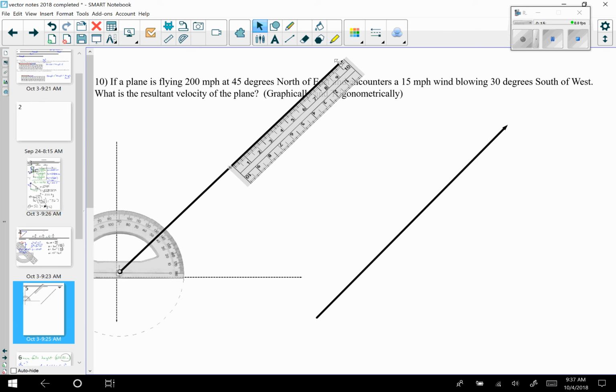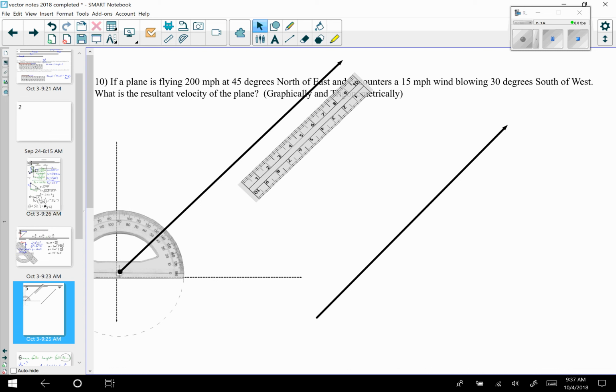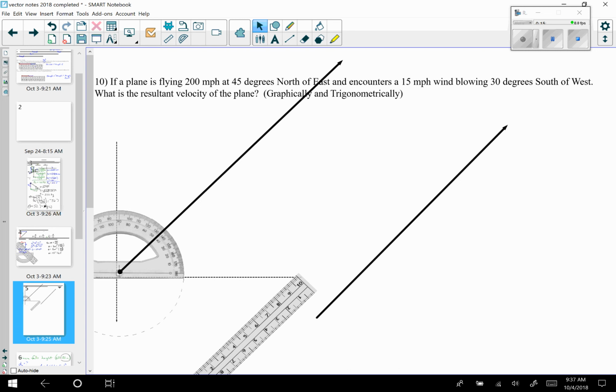And now what I have to do is, it's going to get a little tricky here. It now says that it encounters a 15 mile an hour wind. So I'm going to have a 1.5 centimeter line blowing 30 degrees south of west. Now, I want you to know something when I set up my protractor.